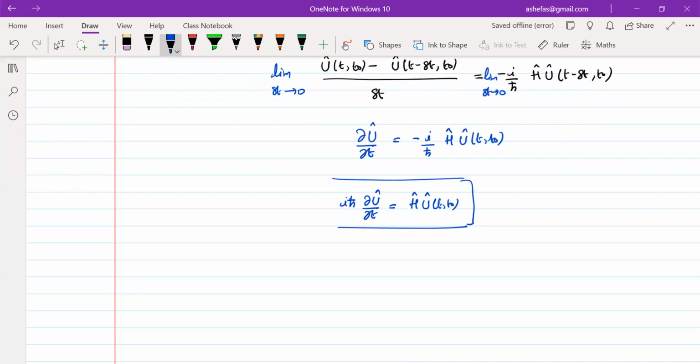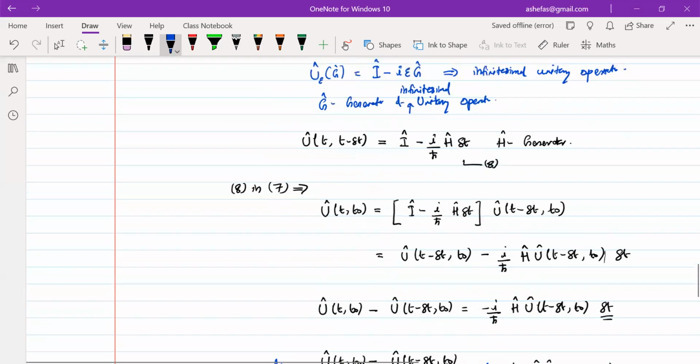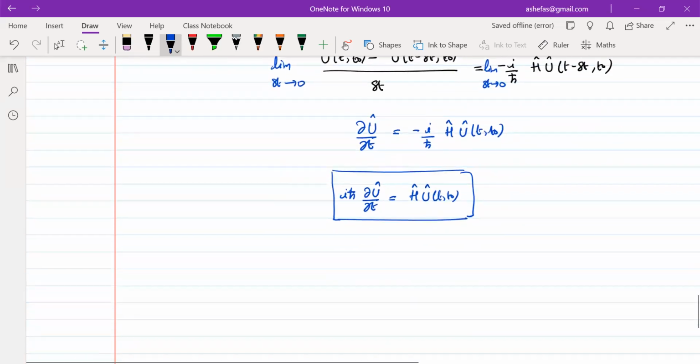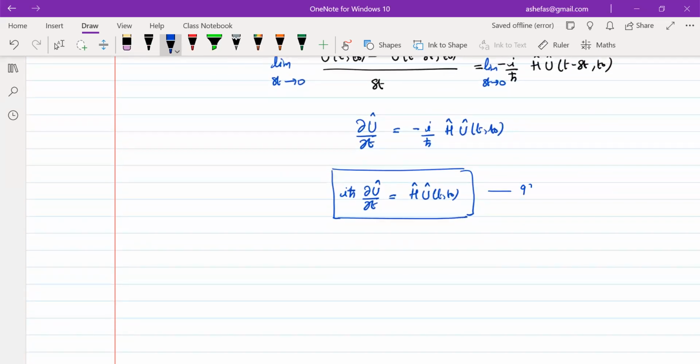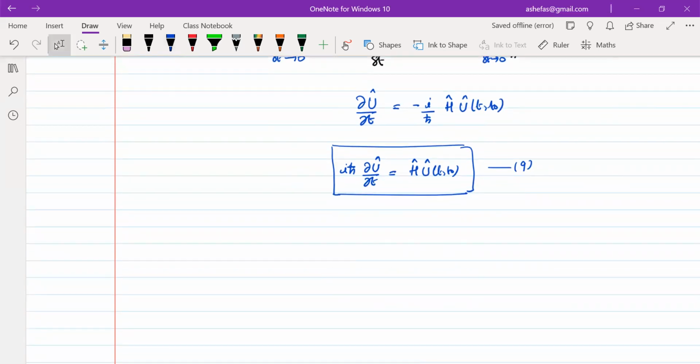So this represents the differential equation satisfied by the time evolution operator U, and we can represent it by equation number 9. Now the time evolution operator, the unitary operator which controls the time evolution of the state, has to evolve with time according to equation number 9. Recall that this H is called the generator.